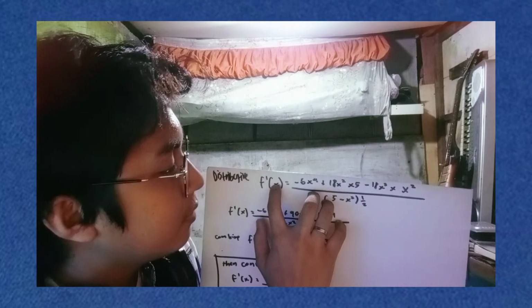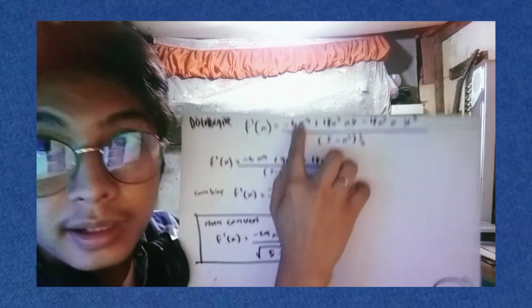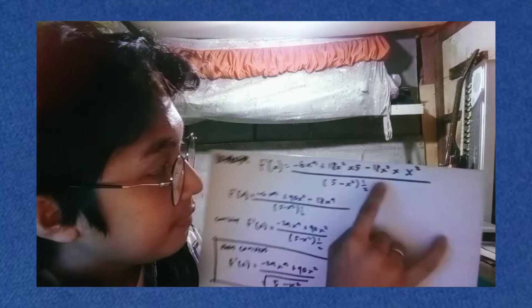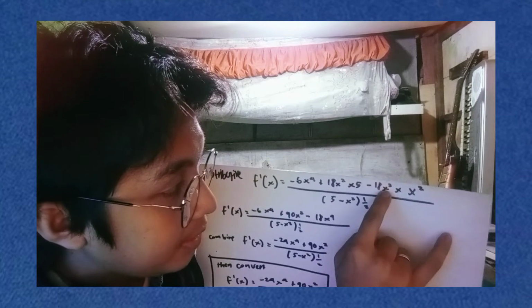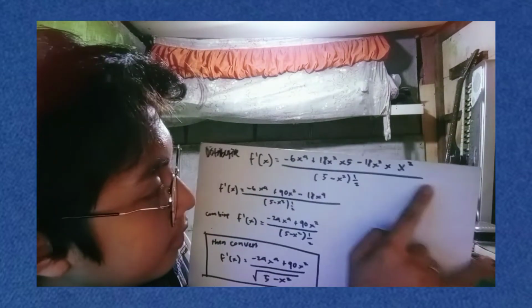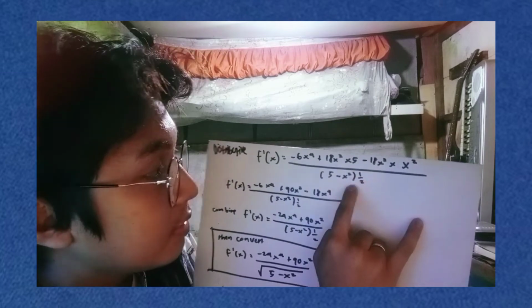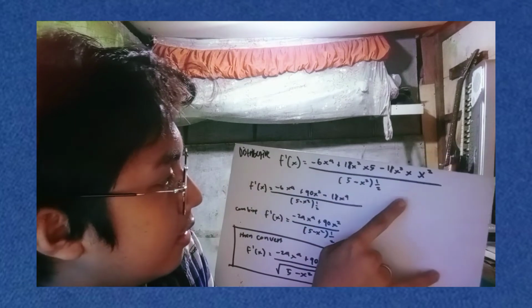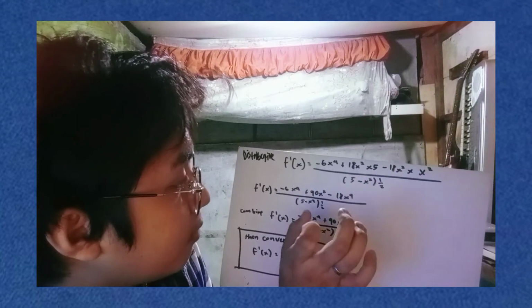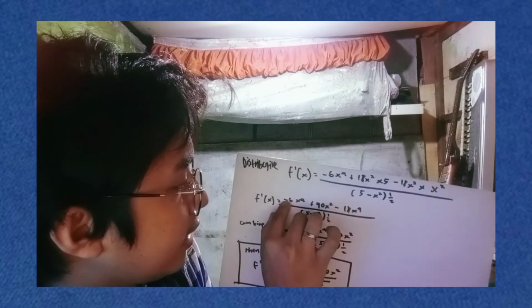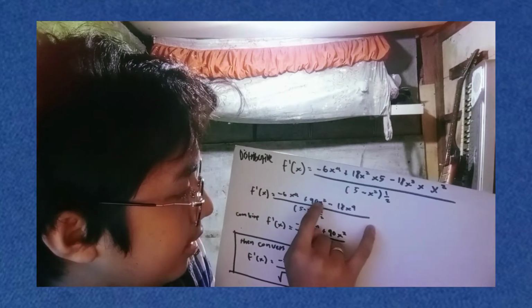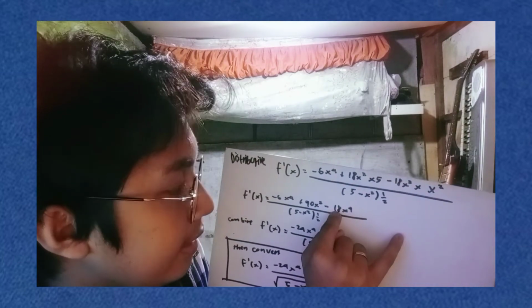Then for the final, we distribute everything. f1 of x equals negative 6x raised to the 4th power plus 18x squared times 5 minus 18x squared times x squared, then all over the quantity 5 minus x squared raised to 1/2. Then solve it again. So we combine same terms. So negative 6x raised to the 4th power plus 90x squared minus 18x raised to the 4th power.